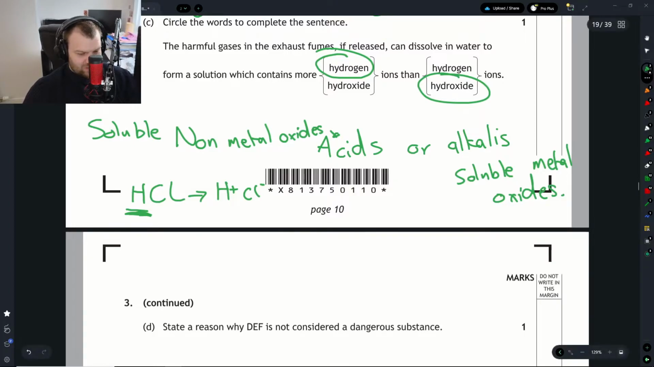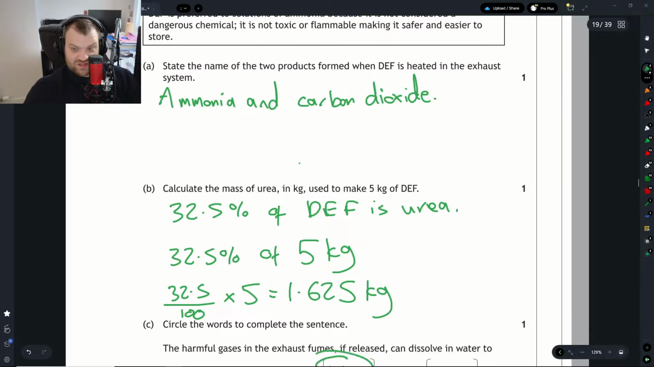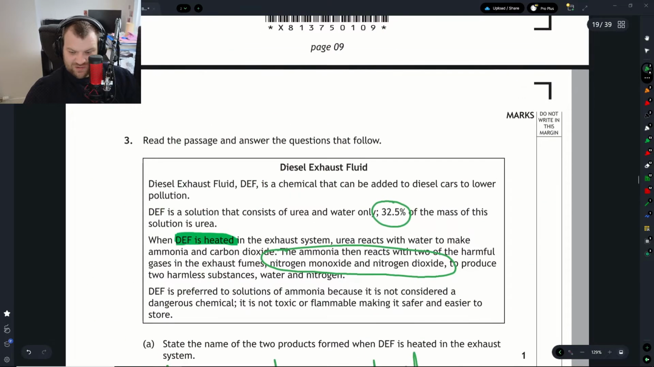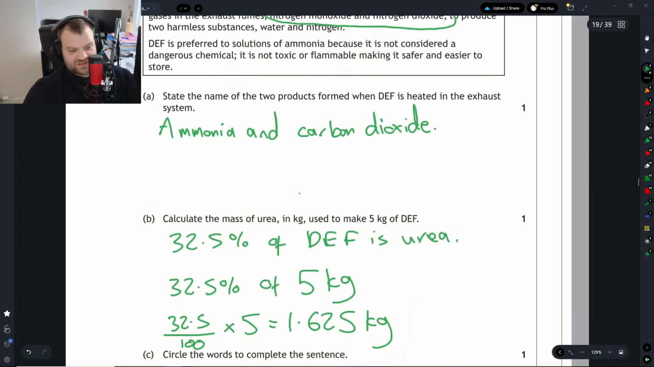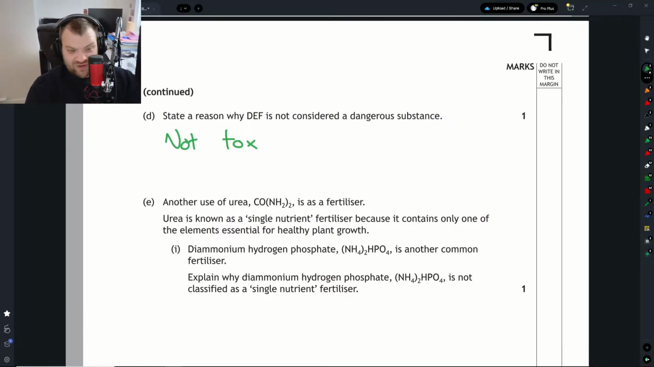Next, we're asked to state why DEF is not considered a dangerous substance. DEF is preferred because it's not considered dangerous, it's not toxic or flammable. So you could pick one of those two. It's also easier to store, did it say? Yeah, easier to store. So I'm going to go for not toxic. You could talk about the flammable part if you wanted to. Not toxic or flammable, be your two that we're dealing with here.